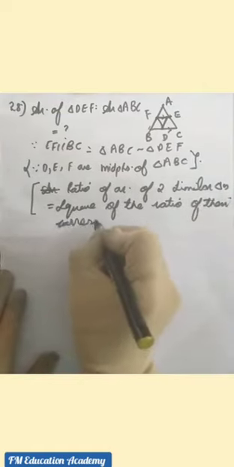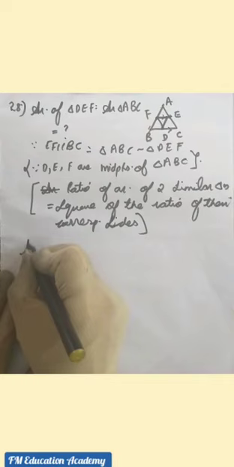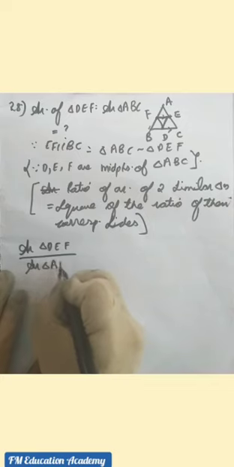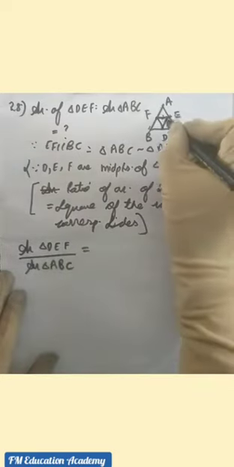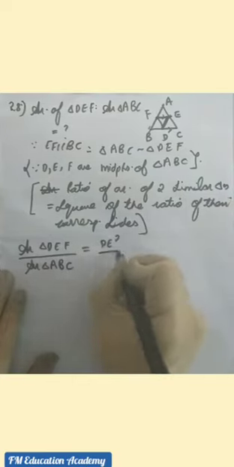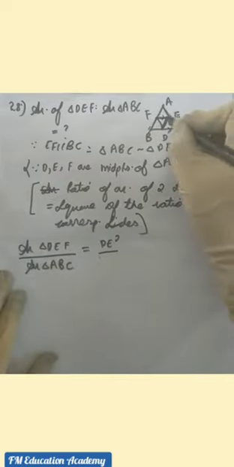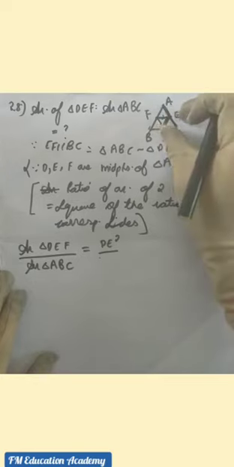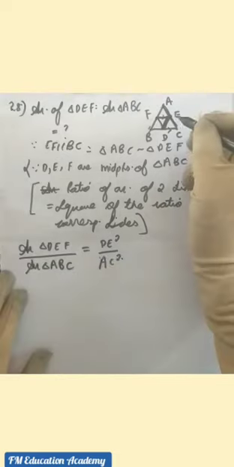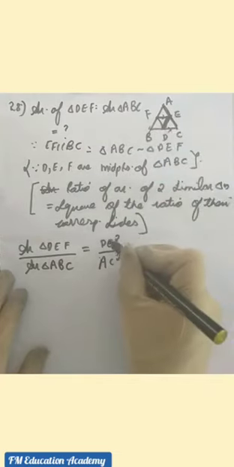So let us substitute this theorem in this. Area of triangle DEF by area of triangle ABC is equal to, for DEF, which side can we take? We can take the DE side. So square of the side, DE square, by square of the corresponding side of ABC, which is AC, because we want these sides. Now here we can take DF also, instead of DE. So we'll take DF.